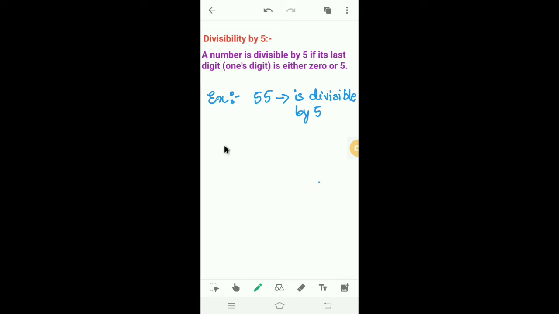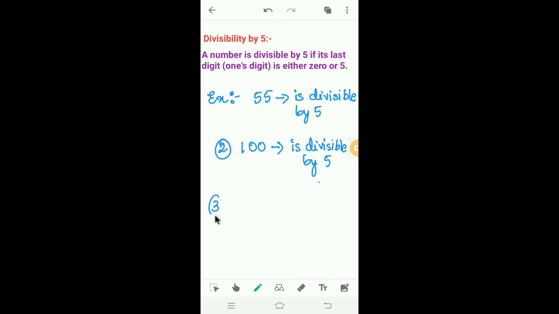I will take one more example. It is 100. 100 is divisible by 5. Let's check. What is the rule? A number is divisible by 5 if its last digit is either 0 or 5. Here we have to see the last digit. The last digit is 0. So 100 is divisible by 5.